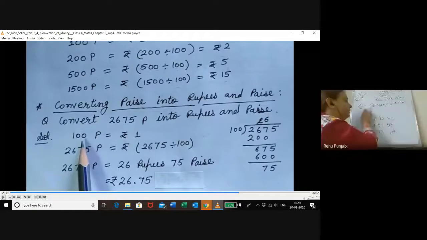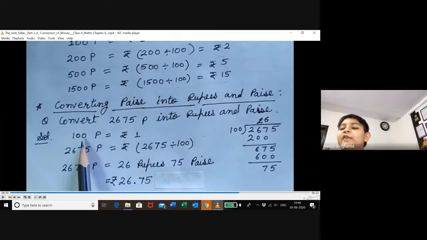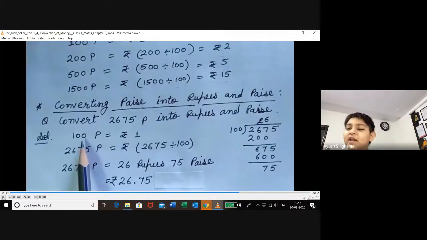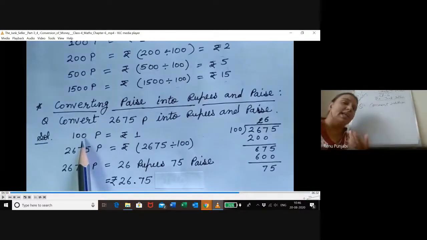Ma'am, if it would be divided by 100, it would be divided by 1,000, then 2 rupees and 600. Why will it be divided by 1,000 first? You tell me. If it would be like this, then yes, division we can do it in this way also. But don't confuse the children why we are doing it with 100. They already know here we are doing it with 100 that 1 rupee equals 100 paisa. That's why we are dividing by 100.